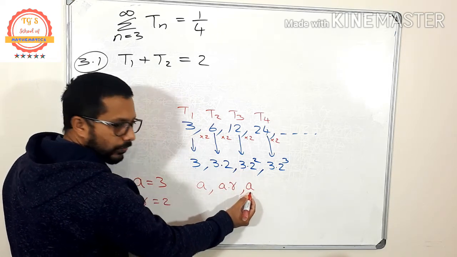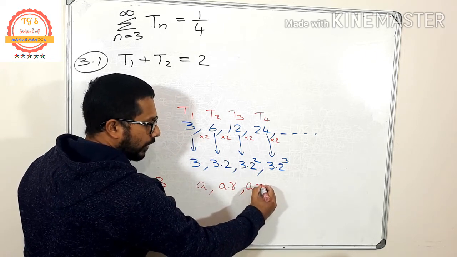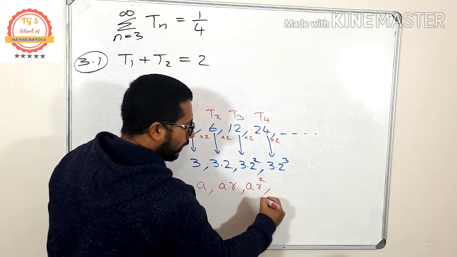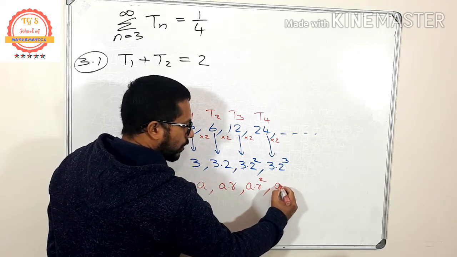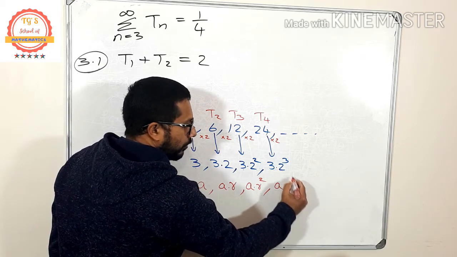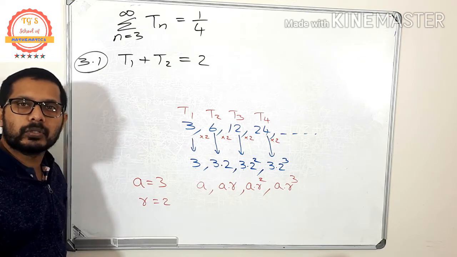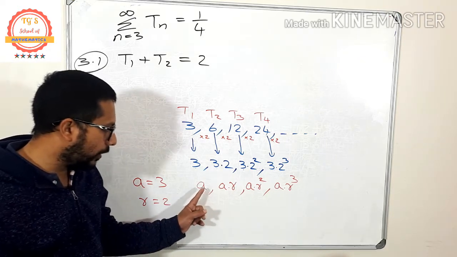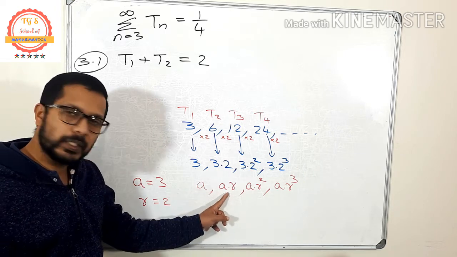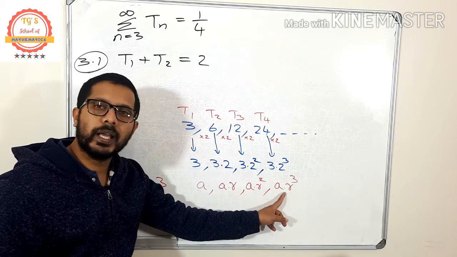This 3 stands for the first term, and this 2 stands for the common ratio, then squared. Then here 3 stands for the first term and 2 stands for the common ratio, so 2 cubed means common ratio cubed, that is R cubed. Look at how the sequence is coming in a geometric sequence. First term is A, second term is AR, third term is AR squared, fourth term is AR cubed.